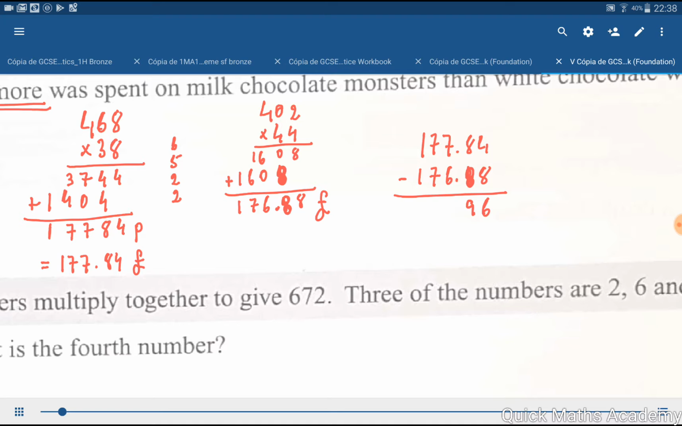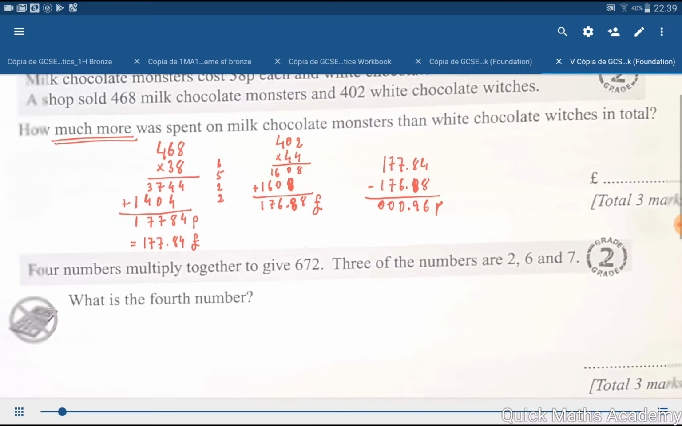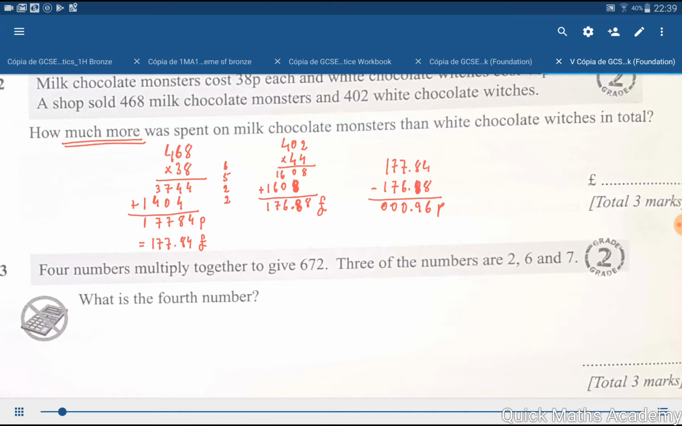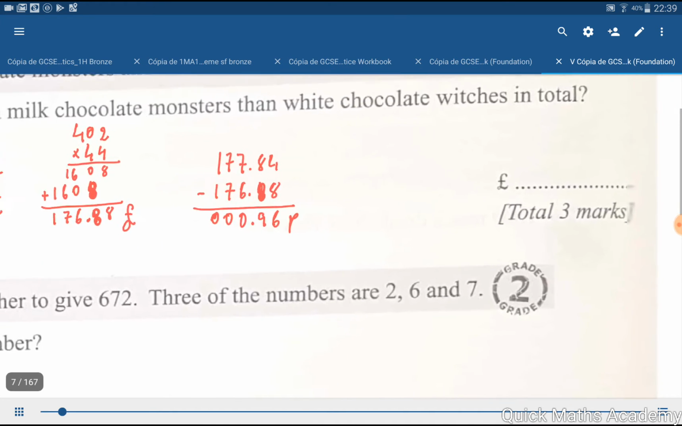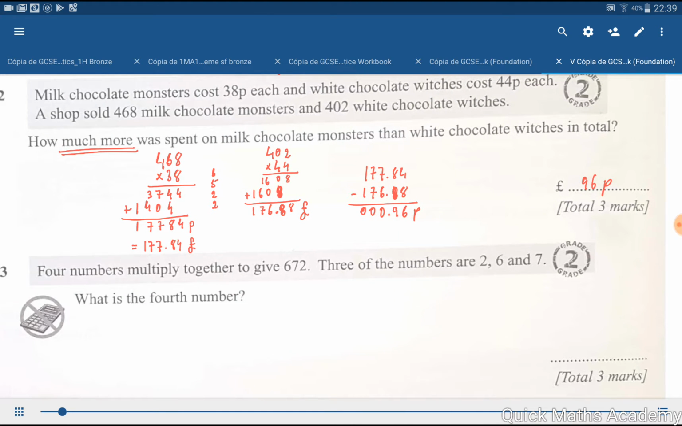6 plus 1 is 7. 7 to 7 is 0. 7 to 7 is 0. 1 to 1 is 0. Okay, so 96p. That will be my difference between the two types of chocolates. So we write here in the result 96p. How much more was spent on milk chocolate monsters than white chocolate witches?